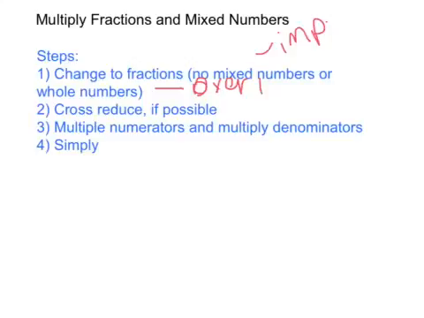Step number 2 is to cross-reduce if possible. That's not something you have to do, but it makes your numbers smaller, therefore easier to work with and less likely to make a mistake. So we do highly recommend that you try to cross-reduce if you can. Step number 3, you're going to multiply your numerators and multiply your denominators. Just multiply right across. And then the last thing is, if you can simplify, do so at the end. You'll notice that that will always be probably the last final step whenever you're dealing with fractions and mixed numbers.